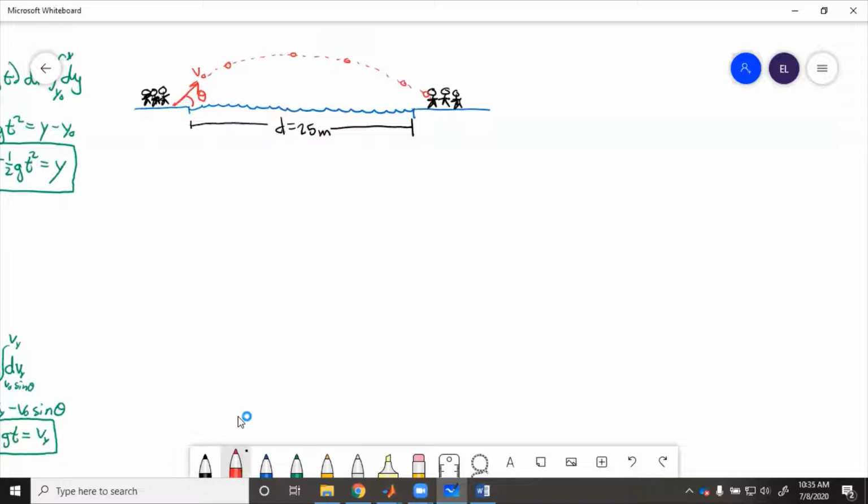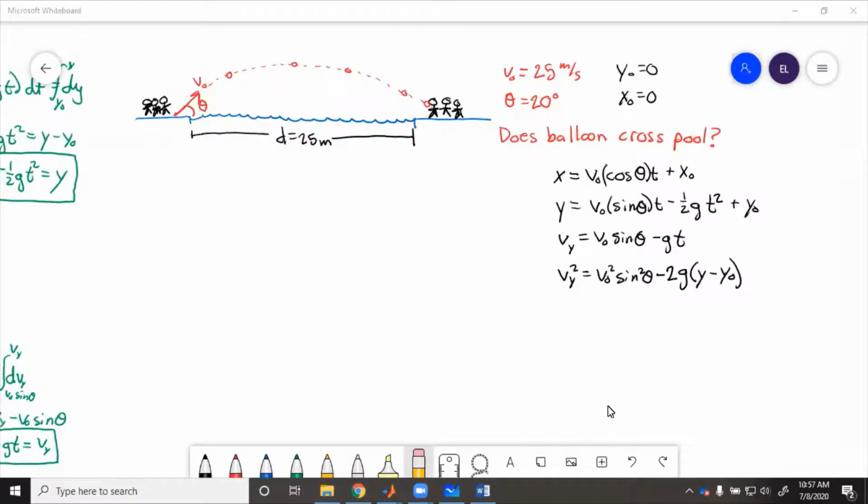So let's say that the initial speed equals 25 meters per second. Theta equals 20 degrees. We know that D equals 25 meters. See if the water balloon makes it across the pool. So to find out if the balloon crosses the pool, we basically need to find x.